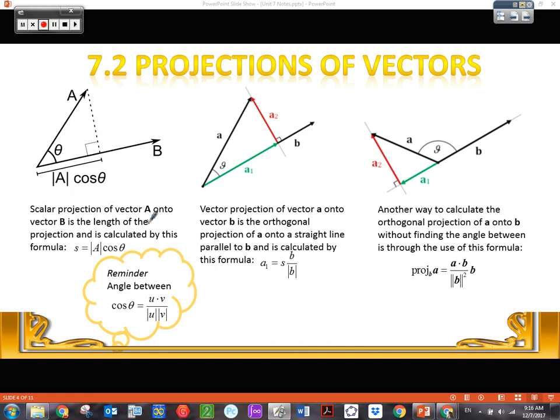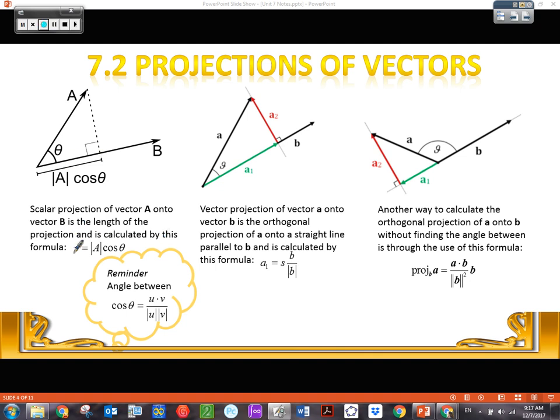This particular formula is the scalar projection of vector A onto vector B. A scalar is a number, so we're looking for a number. Notice how at the terminal end of A, we're dropping a perpendicular line to vector B, not perpendicular to the x-axis or y-axis. It's one vector to another. The scalar projection is the length of the projection, so it's the magnitude.